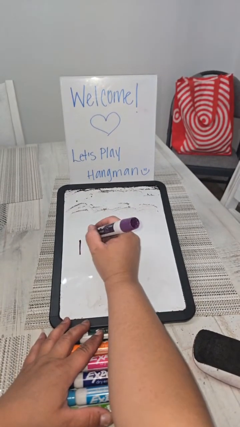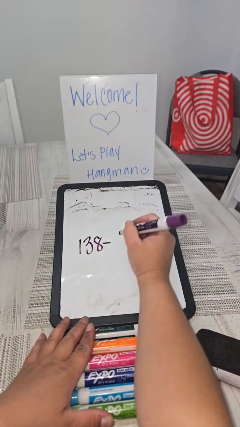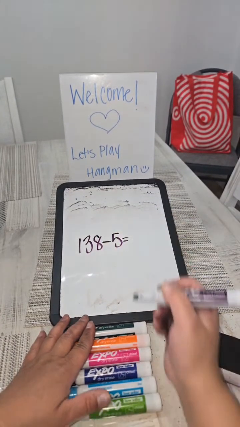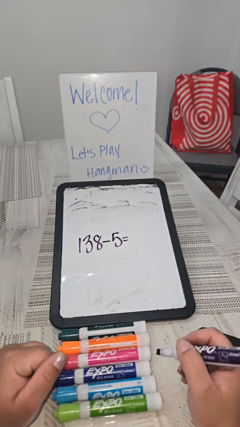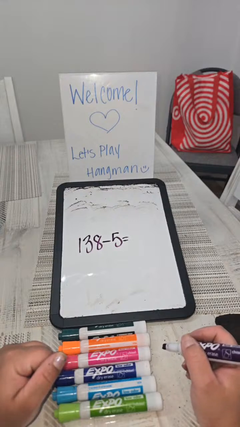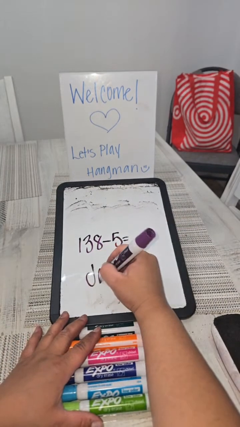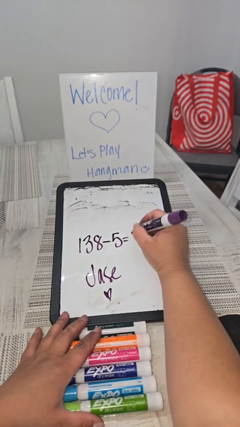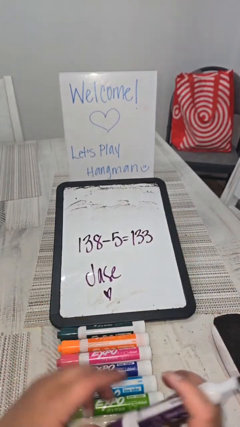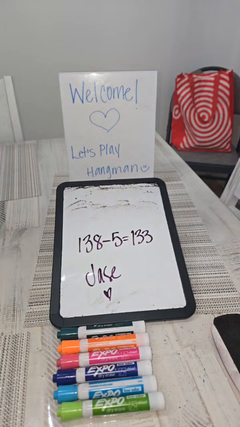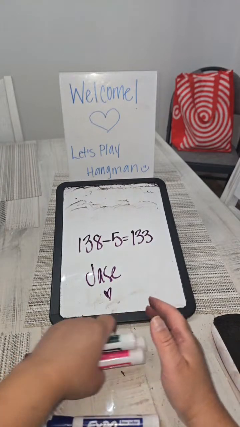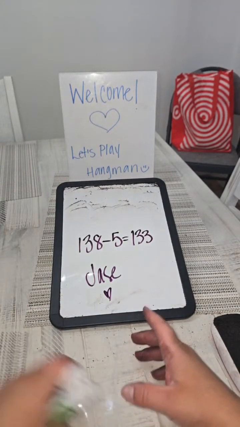Okay, so what is 138 minus 5? And that is Jace with 133. Good job. Perfect timing. We are done with the math.